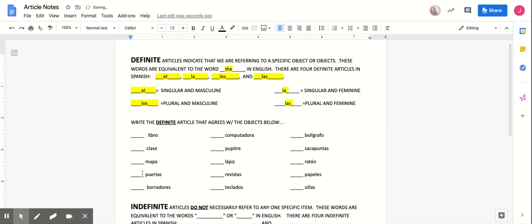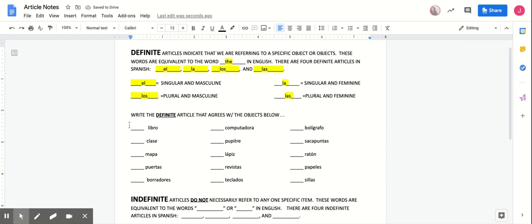All right, now let's do some practice here. Write the definite article that agrees with the object below. Now with libro, I am going to go to my Quizlet set and see what word comes before libro. I see that el comes before libro, so I'm going to write el there in the blank.